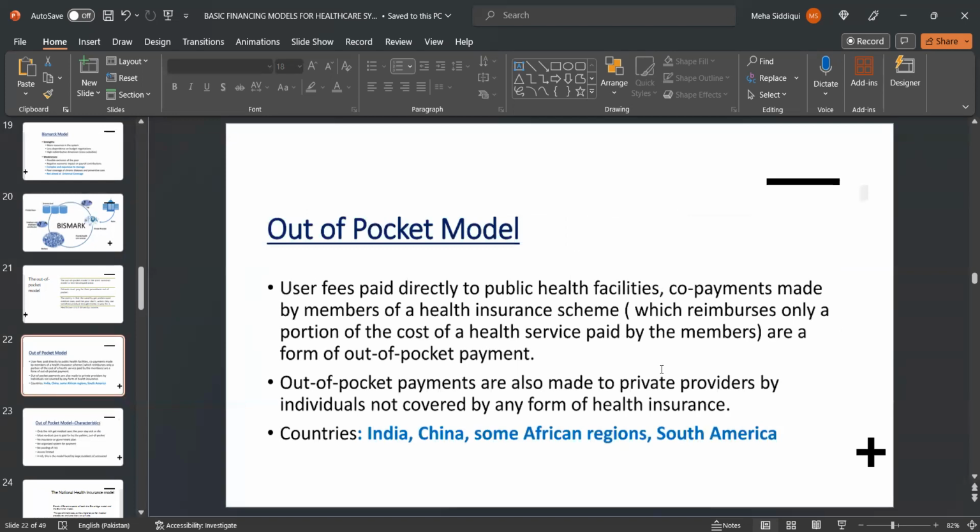Users' fees are paid directly to the public health facilities. Co-payments are made by members of a health insurance scheme, which reimburses only a portion of the cost of a health service paid by the members. So these are the forms of out-of-pocket payment. Out-of-pocket payments are also made to private providers by individuals not covered by any form of health insurance. So the countries using this model are India, China, some African regions, and South America.